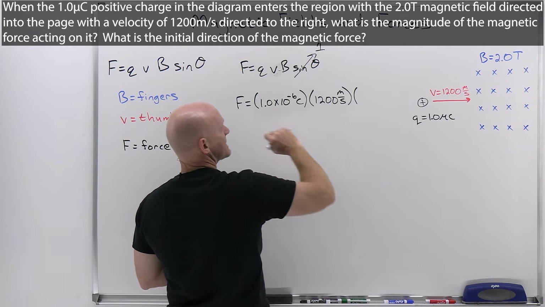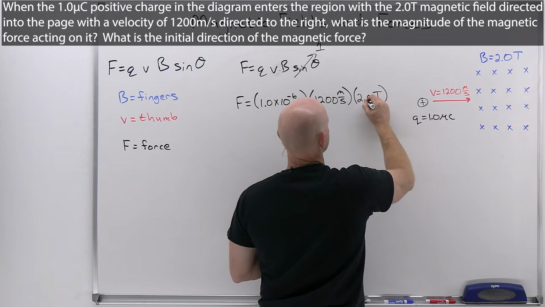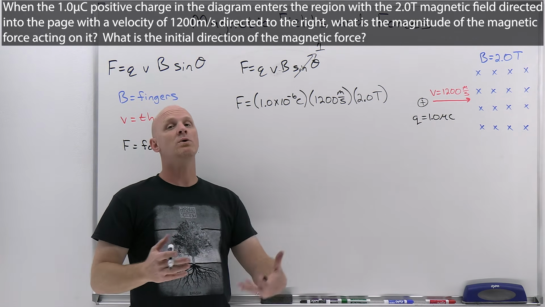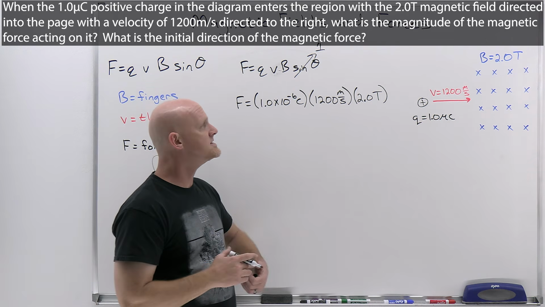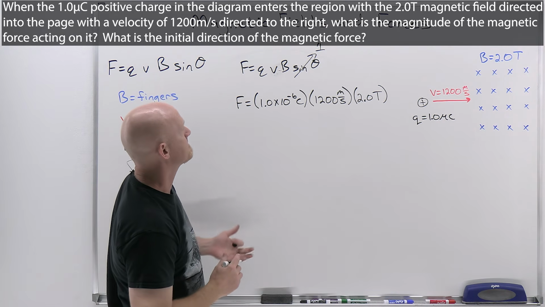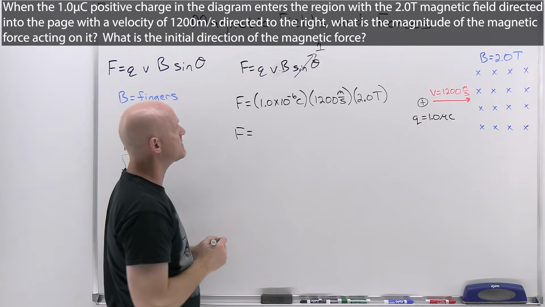So, and then finally the magnetic field, 2.0 Tesla. That's a rather strong magnetic field. The Earth's magnetic field is like 0.5 Gauss. And if you recall, there are 10,000 Gauss in 1 Tesla. So 2 Tesla is significantly stronger, like 20,000 times stronger than the Earth's magnetic field. All right, but plug and chug from here, and we can do this probably in our head here.